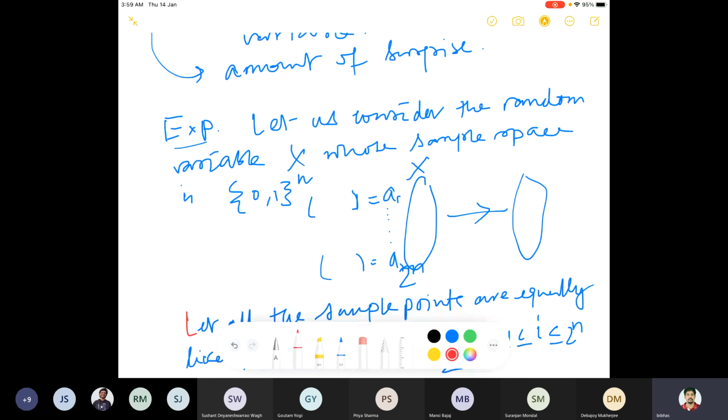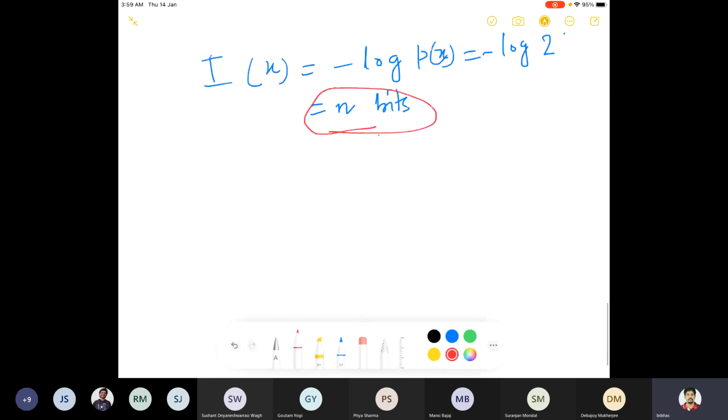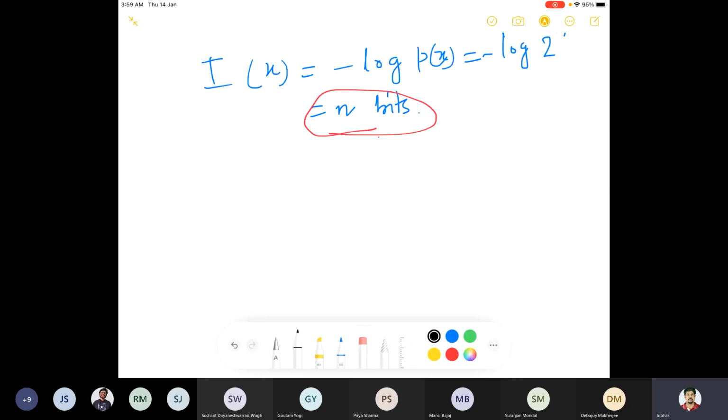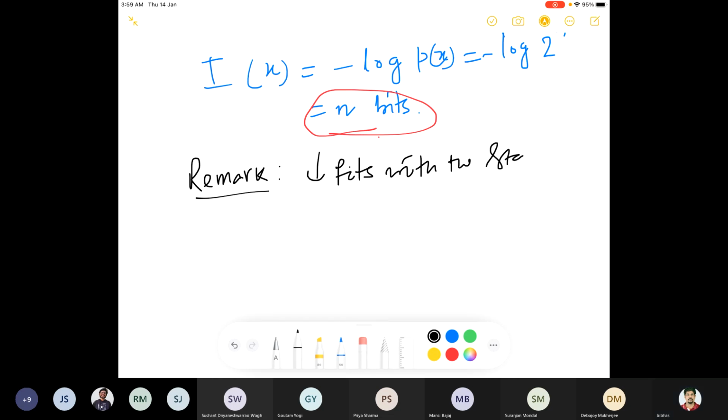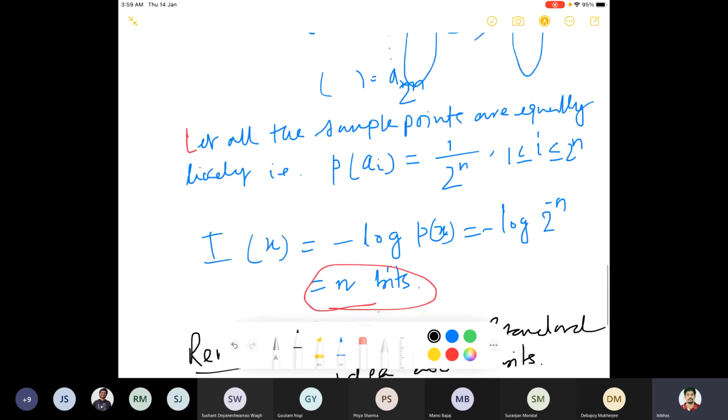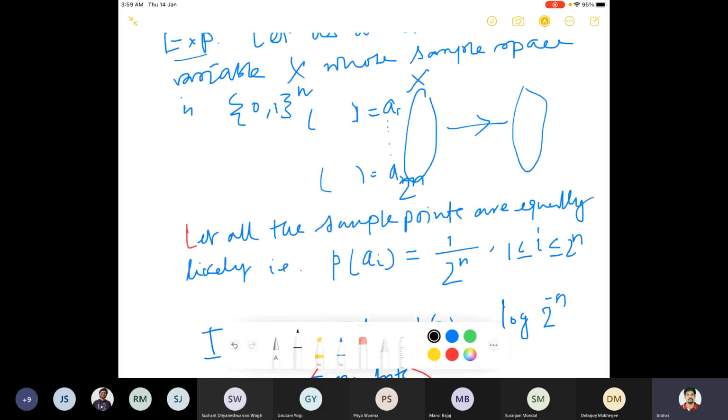So this fits. This is just a remark: this example fits with the standard idea about bits. But here you see, this is just an example. Don't consider this standard.